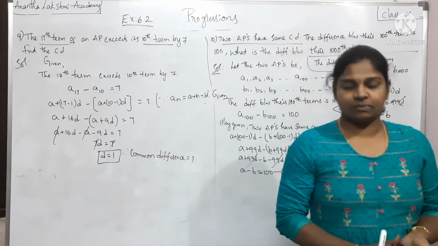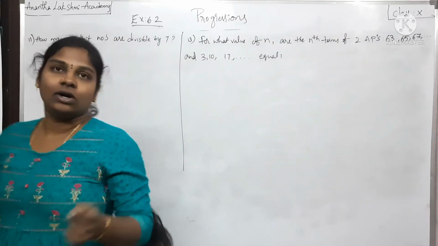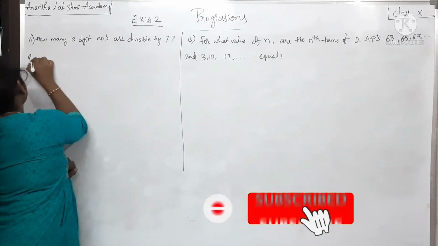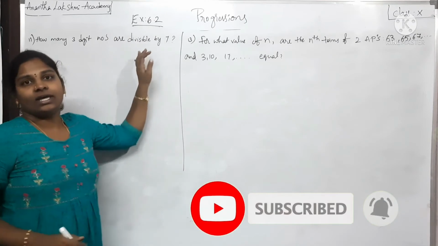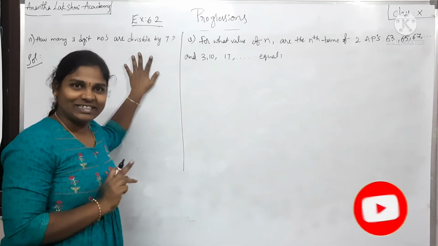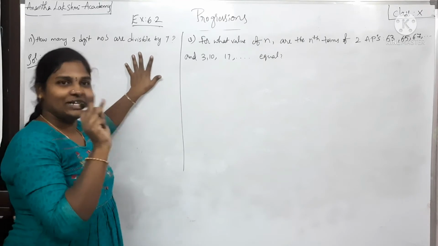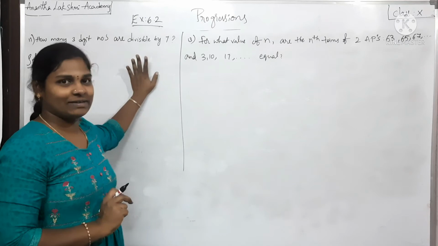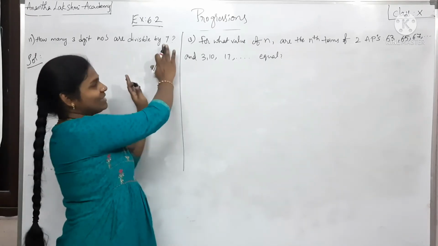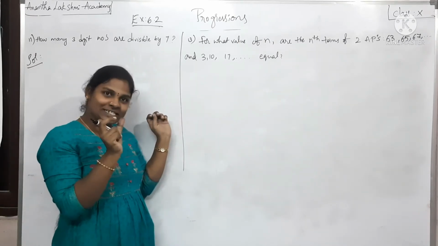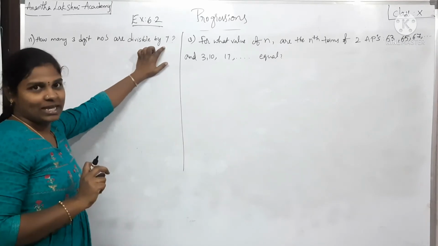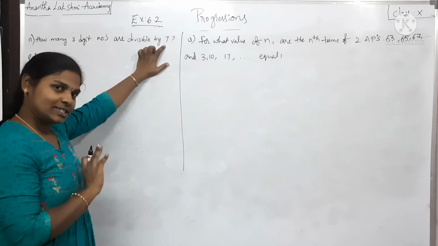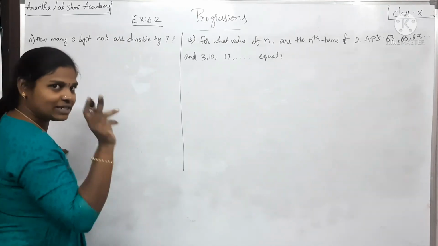Let's look at the next problem. So here we have the 11th problem already written on the board, which says how many 3-digit numbers are divisible by 7. For this, if you know the 7th table, well and good. If not, you need to calculate and figure out what is the first 3-digit number that is divisible by 7. As per my knowledge, 15 sevens are 105, the first 3-digit number divisible by 7. Even before that, 14 sevens is 98, which is not a 3-digit number. So let us get started with 105.